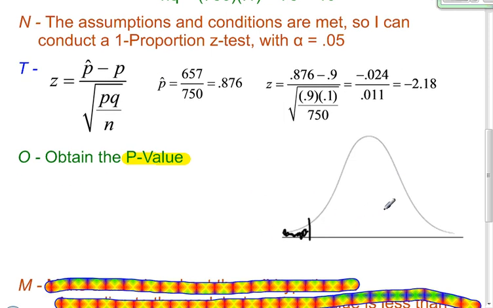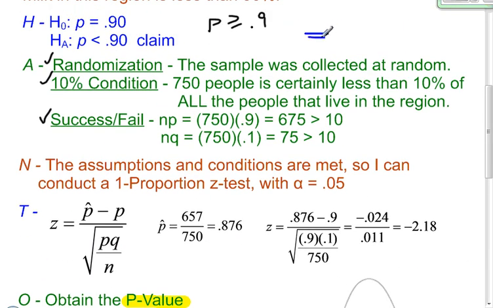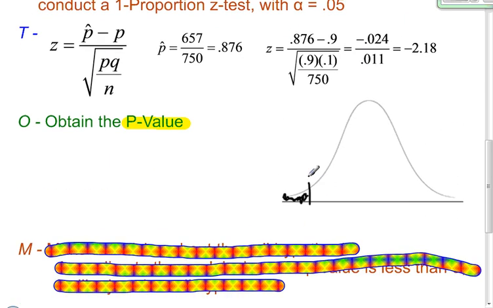Now, if my alternative hypothesis said greater than, it would be a right-tailed test. And if my alternative hypothesis said not equal to, that would be a two-tailed test. And like I said at the beginning of the video, I've got another example that is an example of a two-tailed test. But this is a left-tailed test because of those symbols.